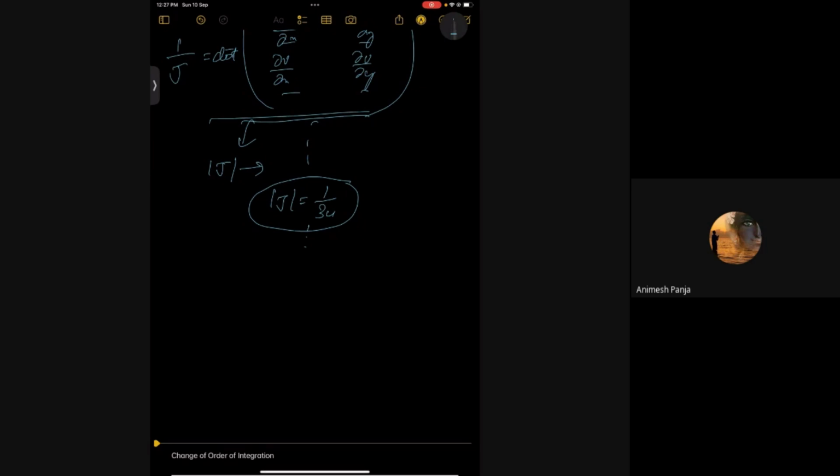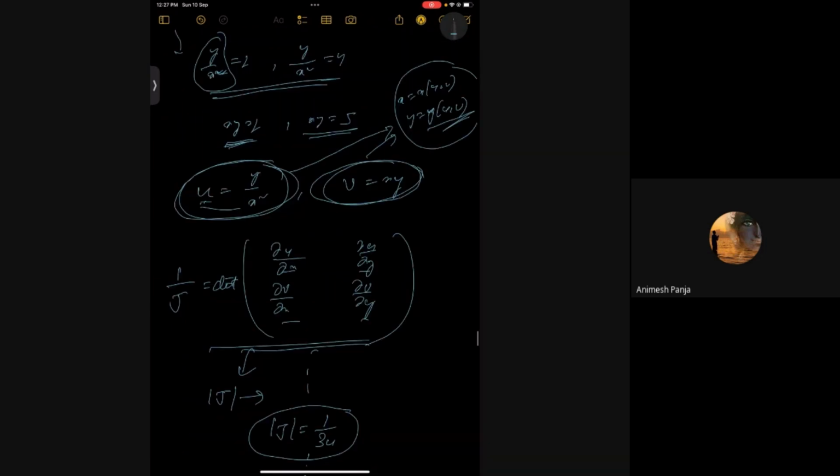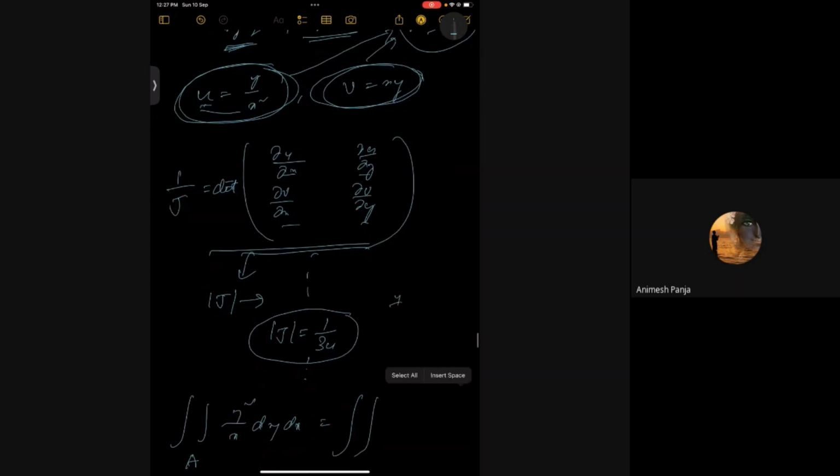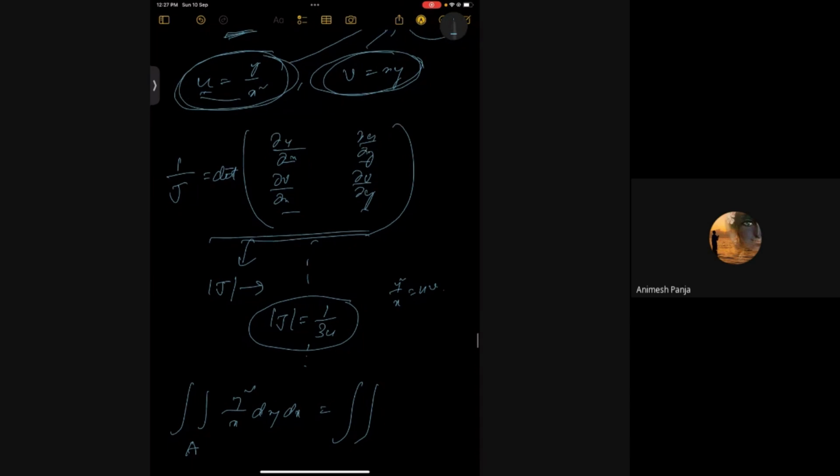And so this double integral dy dx over the region A will be exactly equal to, in these variables, y squared by x. You can check that y squared by x is equal to uv. So y squared by x will be uv, and the absolute value of Jacobian is 1 by 3u, so this one, and here du dv.